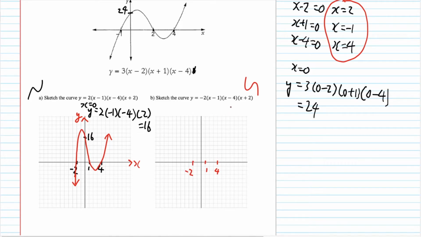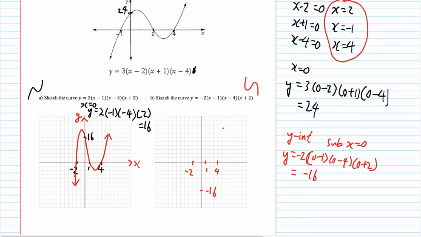Okay. Now, find the y-intercept. The y-intercept is when x equals 0. So I'm just going to do it here. So y is equal to minus 2. You've got to sub in. So sub in x equals 0. So 0 minus 1 times 0 minus 4 times 0 plus 2. And what should this give you? This should give you minus 16, right? So then just say it's somewhere over here.